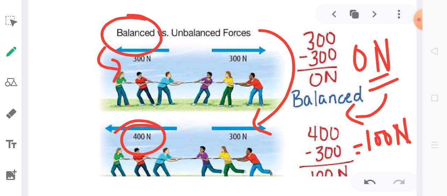So whenever you are asked to find out the net force, you should always first of all try to find out the directions, how many forces are acting and in which direction. You should consider one direction as positive, the other direction as negative, then add the forces together keeping in mind the directions, and accordingly you can get the net force, or what is sometimes referred to as the resultant force. So if the net force is equal to 0, then the forces are balanced, and if the net force is not equal to 0, the forces are unbalanced.